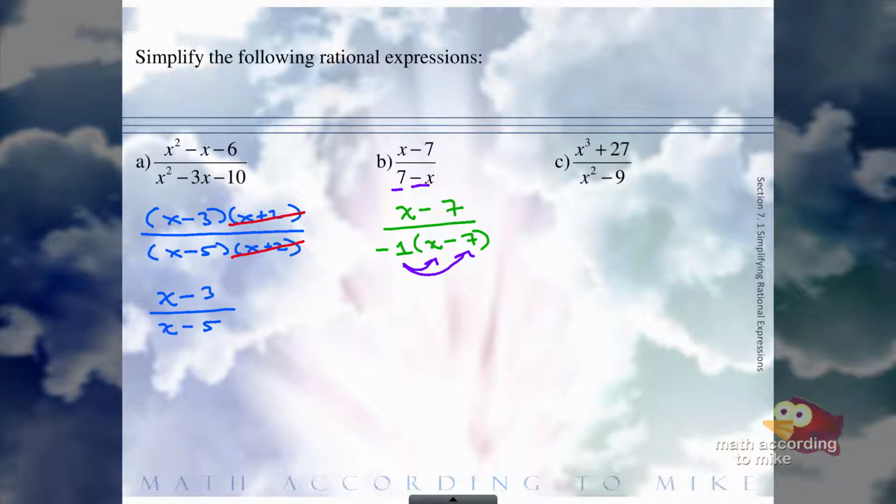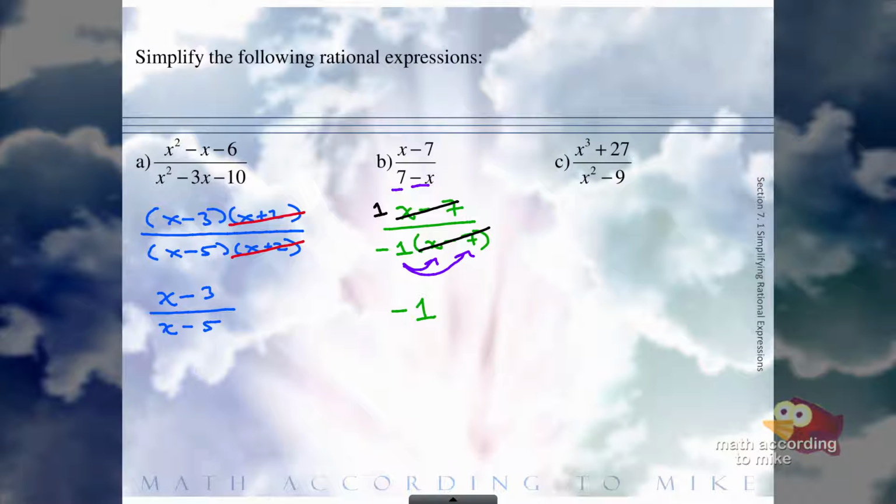Well, now that they have a common term of x minus 7, then the x minus 7's cancel. Remember, when something cancels completely, there's a 1 left over. So in the numerator, we have a 1. Downstairs, we have a negative 1. So overall, that makes negative 1. So part B simplifies to be negative 1.